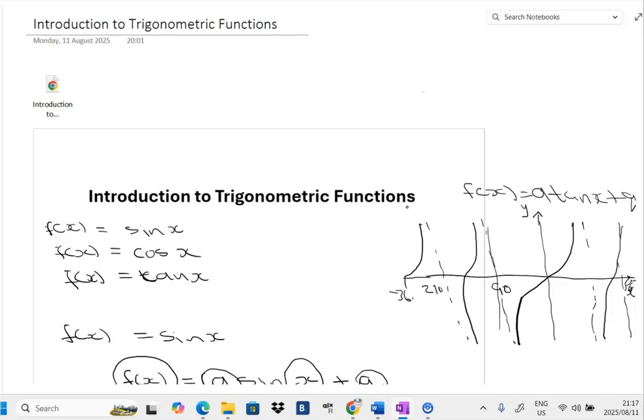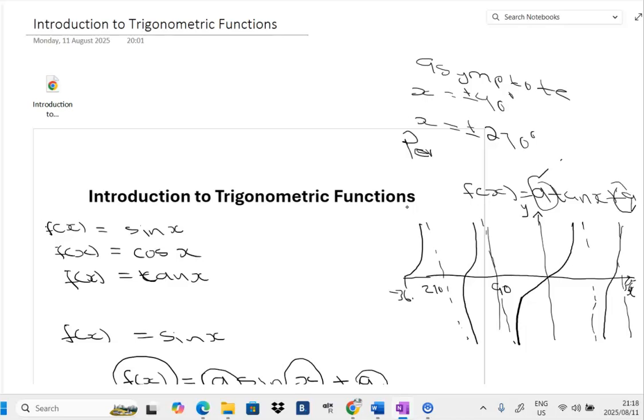So you have x equals to 90 degrees. x equals to plus or minus 270 degrees. These are the asymptotes of this function. Okay, q still represents the vertical shift, and a still represents the amplitude. Okay, and the other thing that you must pay attention to is the period.